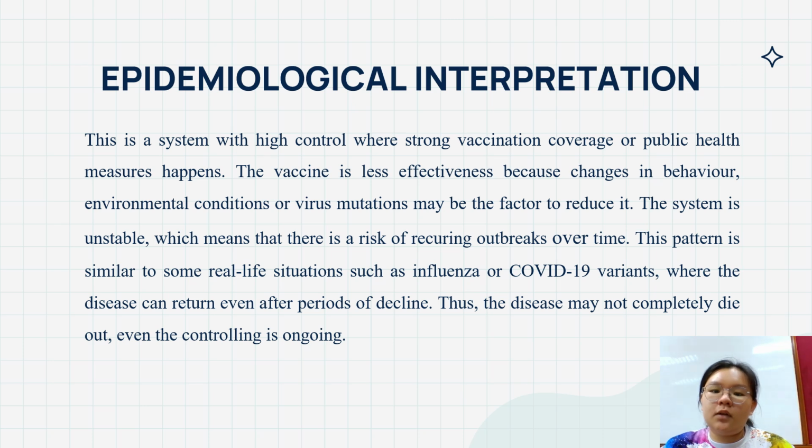So for the epidemiological interpretation, this is an unstable system despite high control. It mirrors real-world scenarios like the flu or COVID-19, where the disease keeps coming back due to mutation or behavior changes. So without booster shots or improved vaccines, the outbreaks are likely to recur.